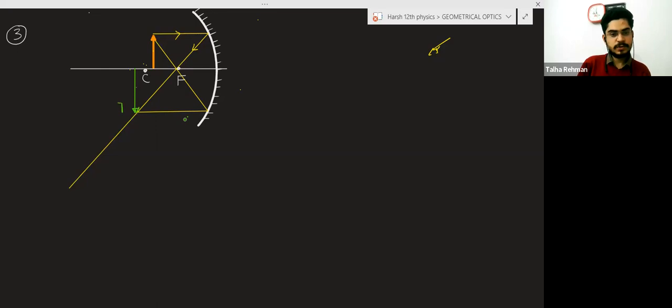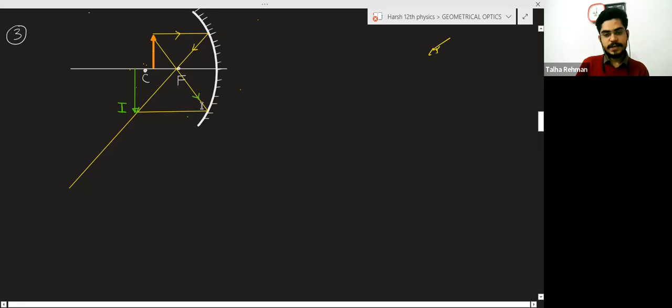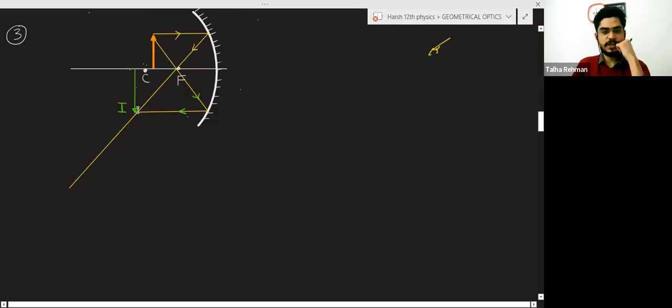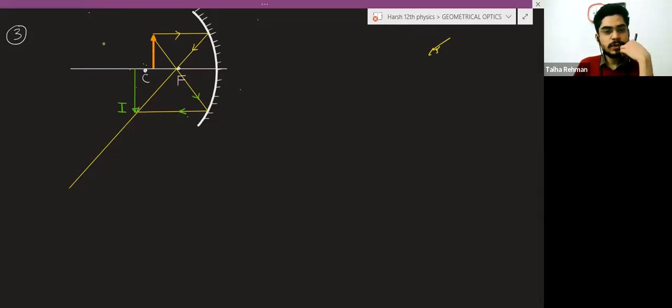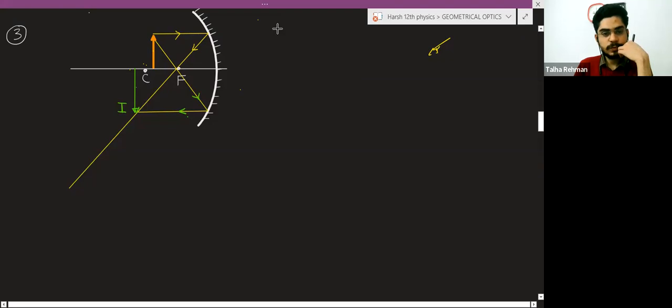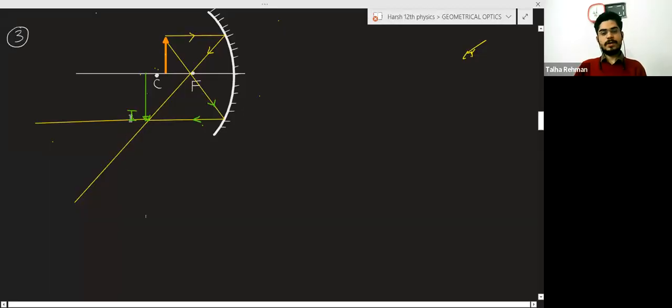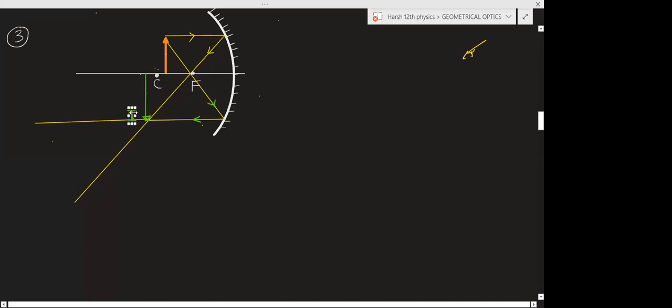So this is the image, and this is the incident ray. This is the second incident ray from the object, and this is reflected like this, becomes parallel to the principal axis, and meets at this point. You can extend this also, no problem. Extend this also. Here the image is formed.